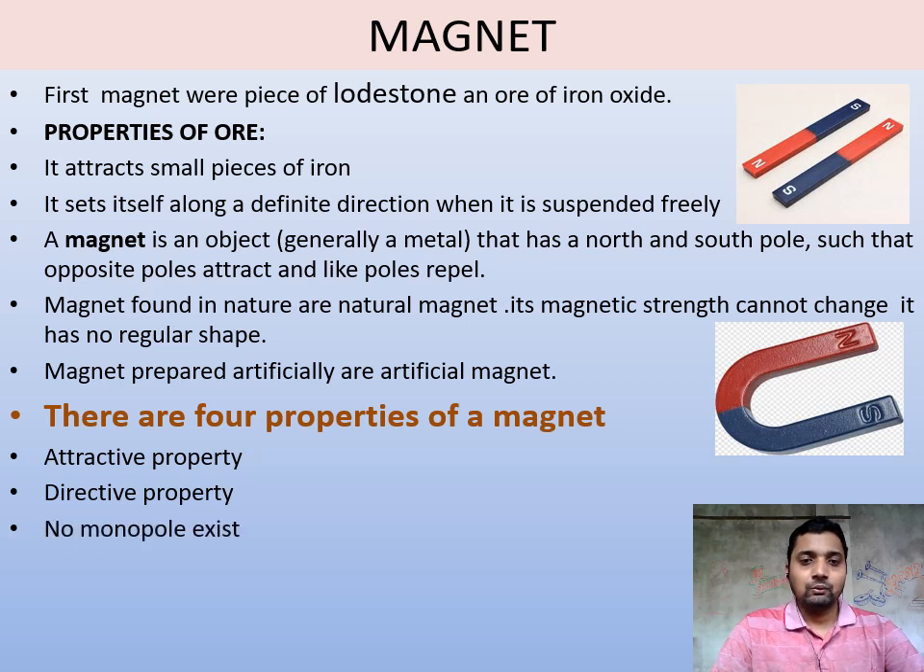Third property we will look at here: no monopolarity. It means there is no magnet which has a single pole or one pole. All magnets have two poles. If we divide any given magnet into two pieces, we will again get two poles, north and south. Only a north pole or only a south pole is not possible in a magnet.